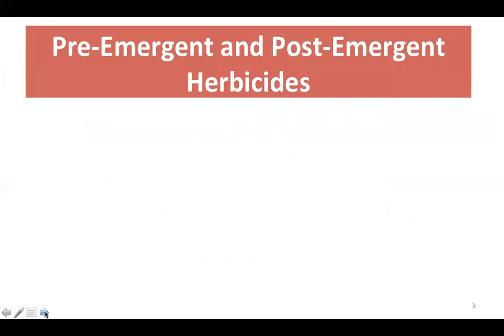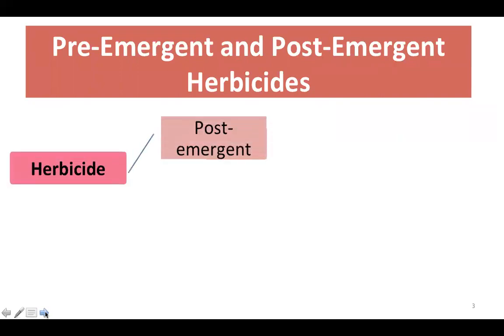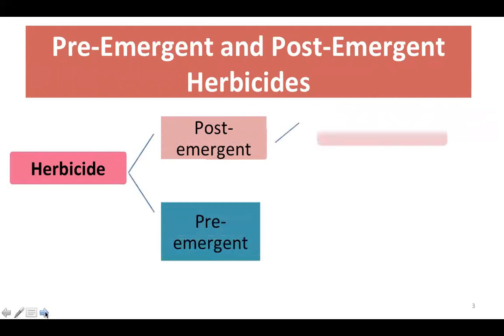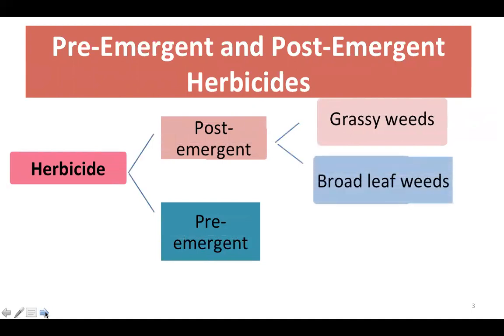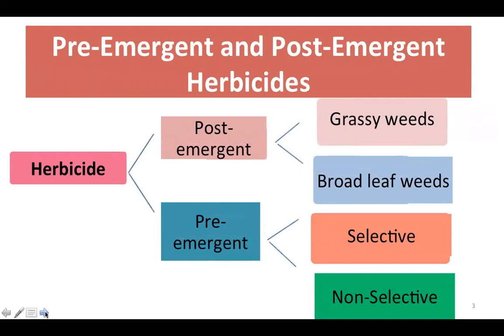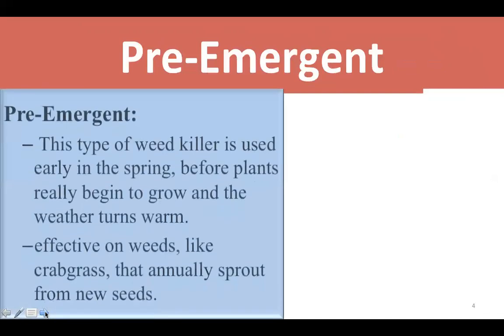The herbicides can be divided into two major types, pre-emergent and post-emergent. These classes have direct contact with the grassy weeds and the broadleaf weeds, whereas the mode of action of the herbicides can be selective as well as non-selective.